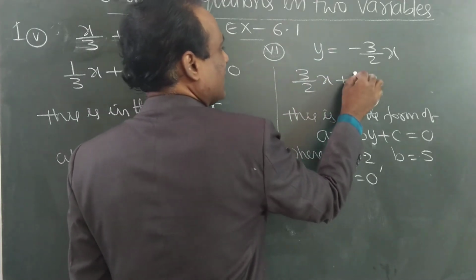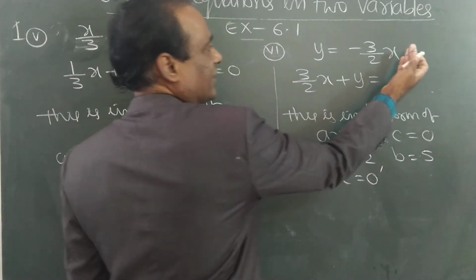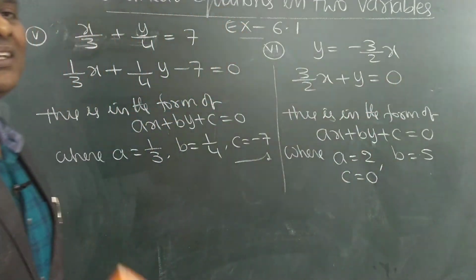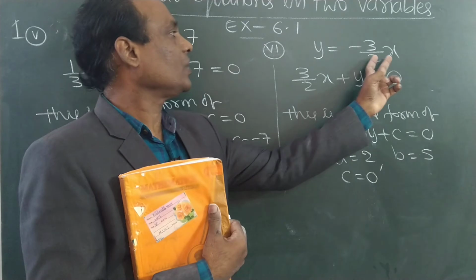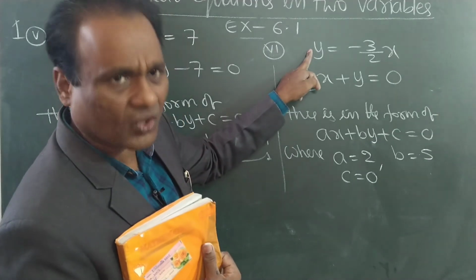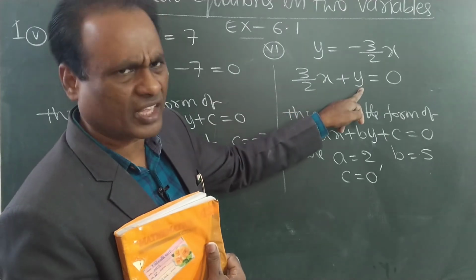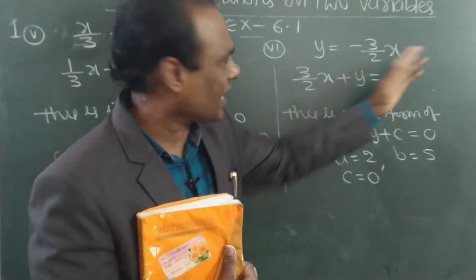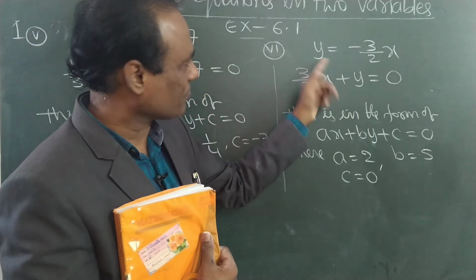Already this is y. There is nothing on the right side. All are taken to the left side. So, nothing means it is 0. Plus 3 by 2x, y is y only. What is the sign here? Plus only. So, plus y I am writing same. See, I am not taking y to the right side. I am keeping it on the left side only.